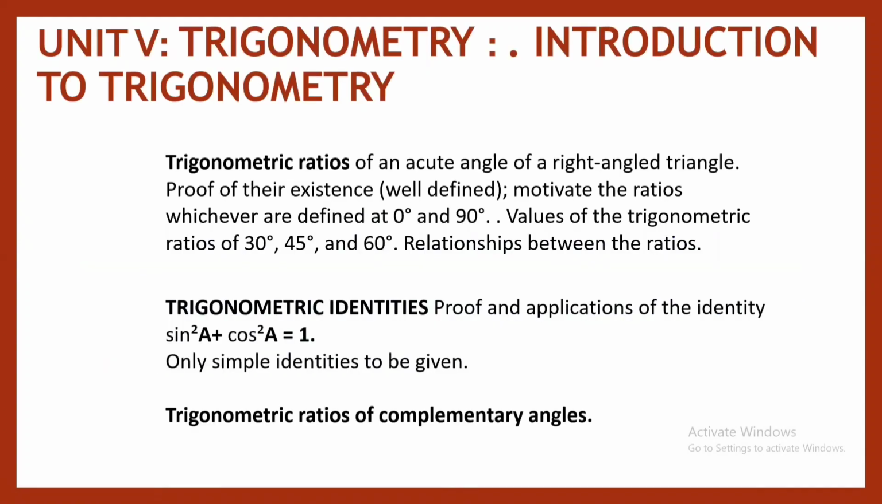We come to the 5th unit, the unit of trigonometry. Again, it is divided into 2 parts. One is the introduction to trigonometry, and the other is some applications of trigonometry. In the first chapter of trigonometric ratios, you have the acute angles of a right angle triangle, proof of their existence, well defined. Motivate the ratios which are defined at 0 degree and 90 degrees. Values of trigonometric ratios of 30 degree, 45 degree, and 60 degrees. Relationships between the 2 ratios. The trigonometric identities, this is the one main identity, and based on it, you have the other 2 identities also. They are going to be taken up. Then the trigonometric ratios of complementary angles, this was also there.